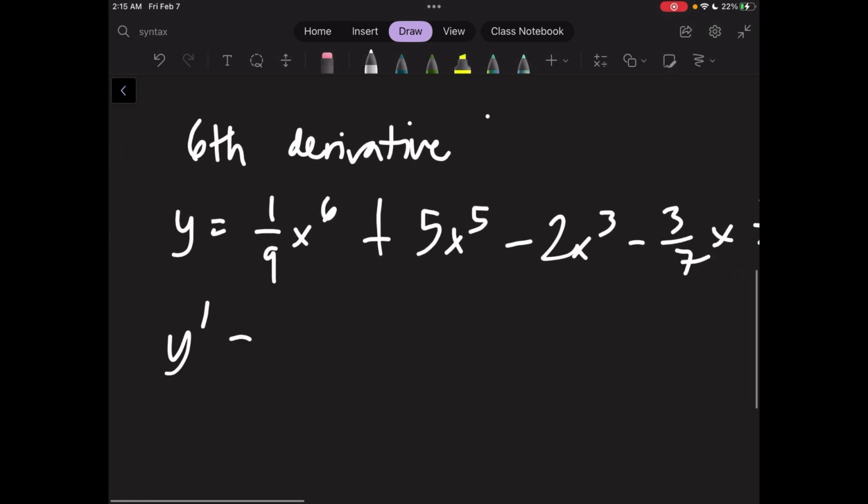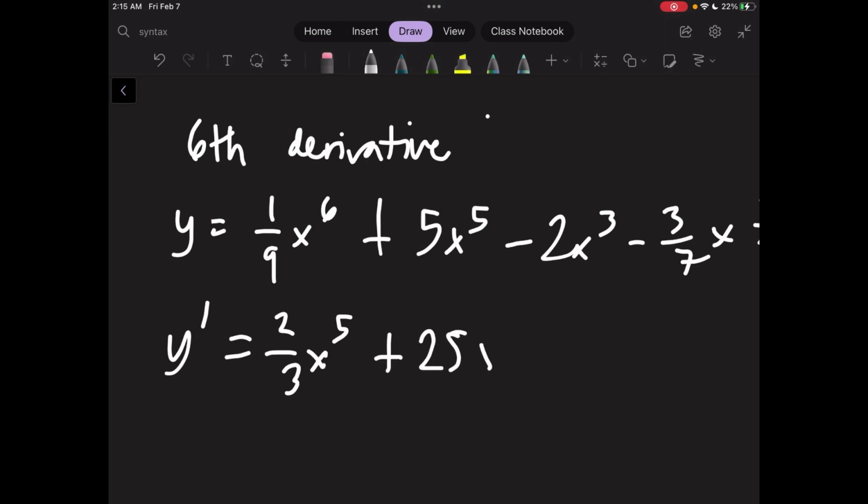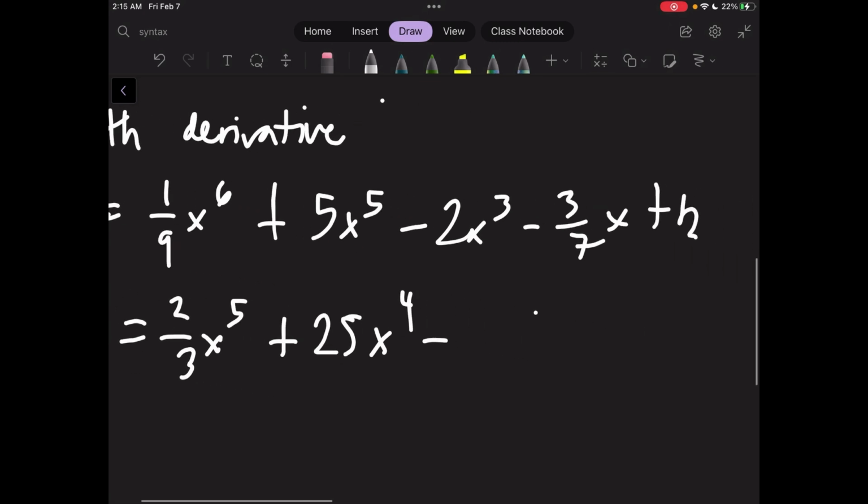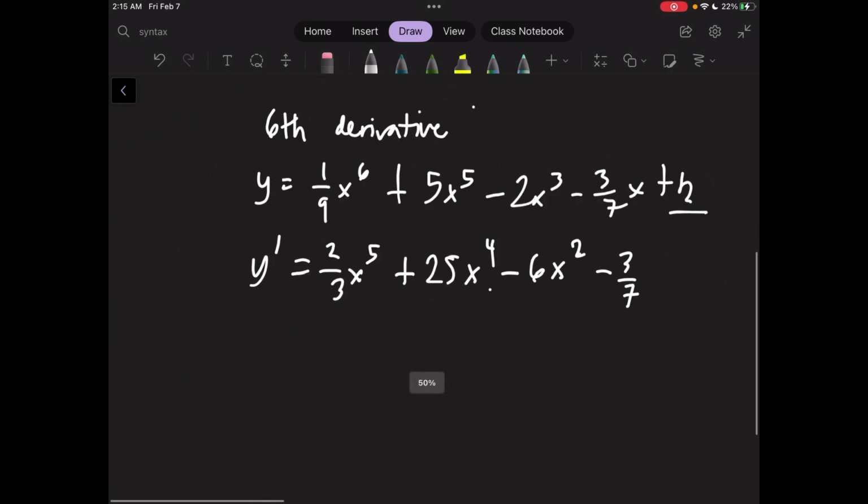So for the first derivative of this, we must use the general power formula for each term. Since it's addition and subtraction only, we can just do the general power formula in each term. So for this, 6 times 1 over 9 is 6 over 9, which is also equivalent to 2/3 times x raised to 6 minus 1, which is 5, plus 5 times 5, 25, times x raised to 5 minus 1, 4, minus 3 times 2, 6, times x raised to 3 minus 1, x squared, minus 3 over 7 times 1, which is 3 over 7 times x raised to 1 minus 1, 0. And the derivative of a constant is 0, so that's our first derivative.